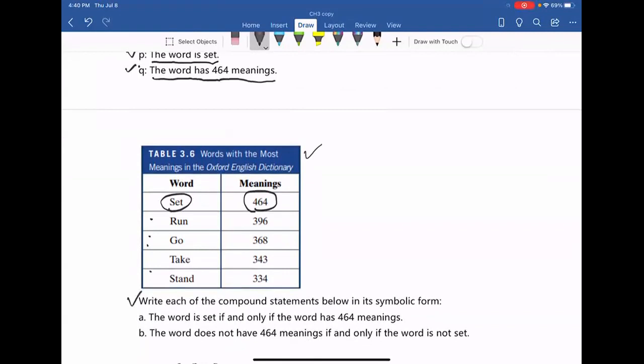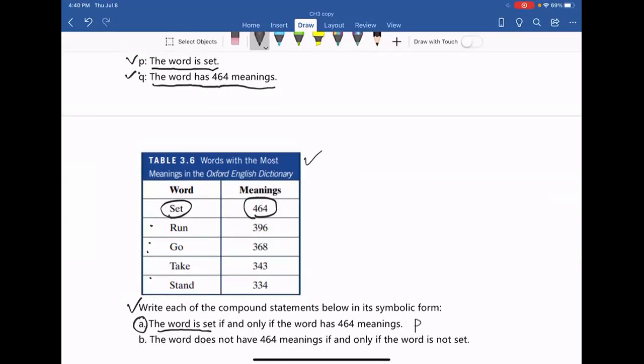Write each of the compound statements below in symbolic form. The first question is the word is set. So this is our P. If and only if, that means I need this symbol. The word has 464 meanings, that is Q. That means P if and only if Q.